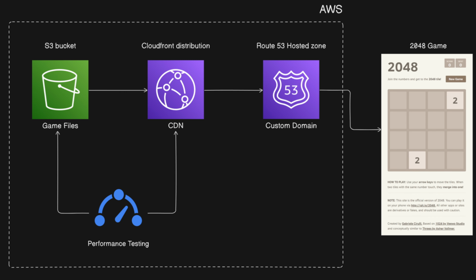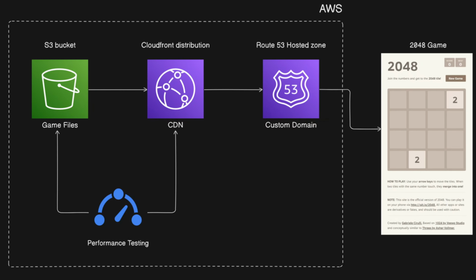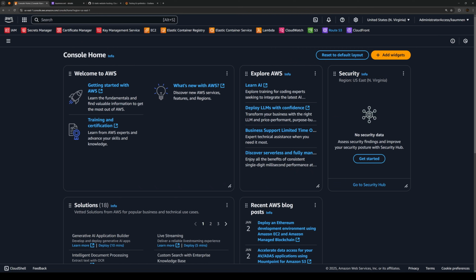Today, we'll configure AWS to host the 2048 game. We'll be using a combo of S3, CloudFront, Route 53, and K6 for performance testing. We can start with S3.